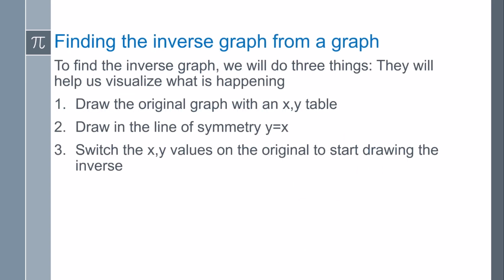So to find the inverse graph, we do three things, and it's going to help us visualize what's happening. First, we're going to draw the original graph with an xy table. Then we're going to draw in that line of symmetry y equals x. Then we're going to switch the x and y values from the original to start drawing the inverse.